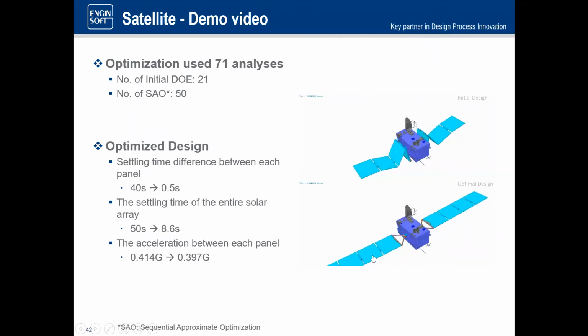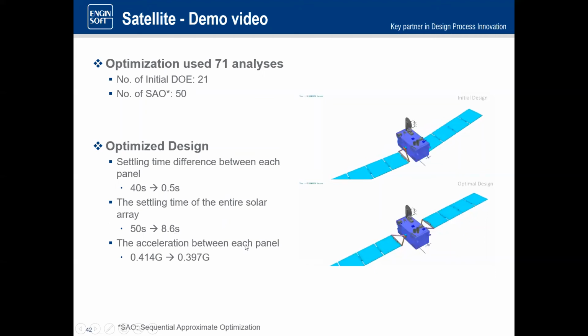So we can see the optimal design deploys very quickly. The initial design takes a very long time. So in this optimization, we did 21 runs for the DOE, and then we did 50 runs on the SAO to converge to the final solution. And settling time between panels went from 40 seconds to a half second. And that was a constraint, so it had to go to a half second. The settling time of the entire solar array went from 50 seconds to 8.6 seconds.